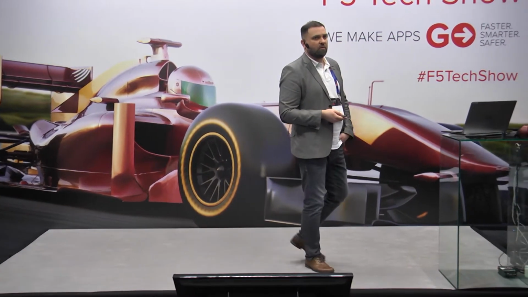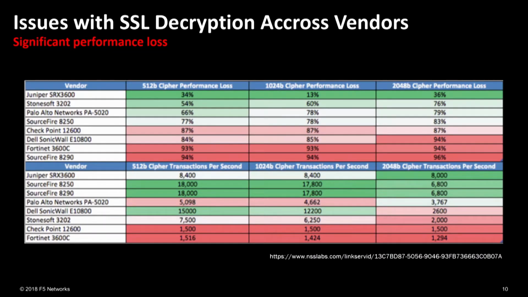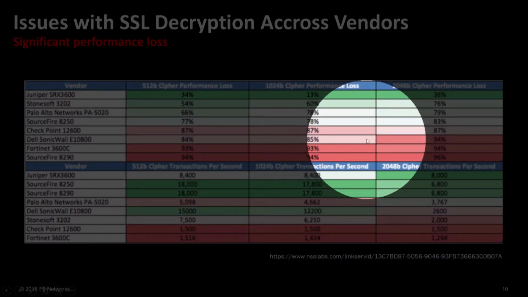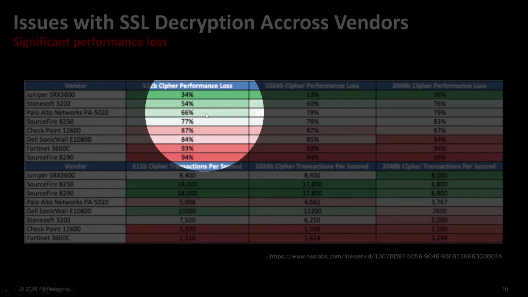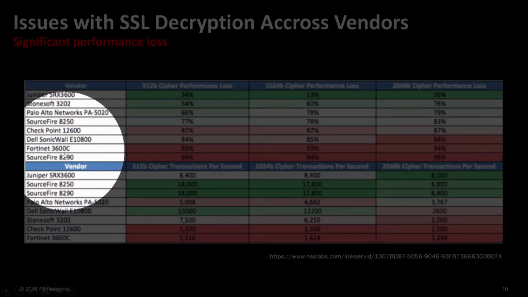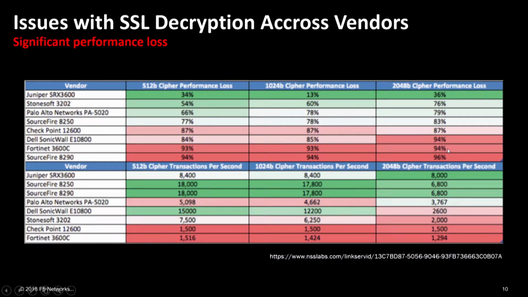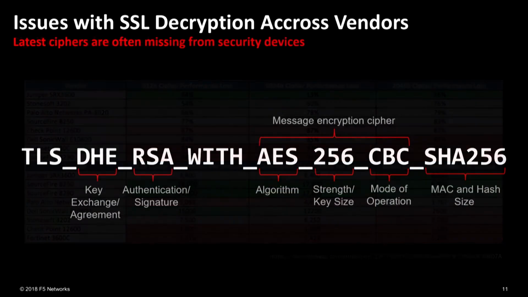But if you enable the decryption profile on them, you will see that you lose a lot of performance. And this is not my research. This research comes from NSS Labs. Depending on the key size, you can see that for all of these devices, for Palo Alto, FireEye, Juniper, you can lose even 90% of the performance if you enable decryption on them. So this is one of the weaknesses.